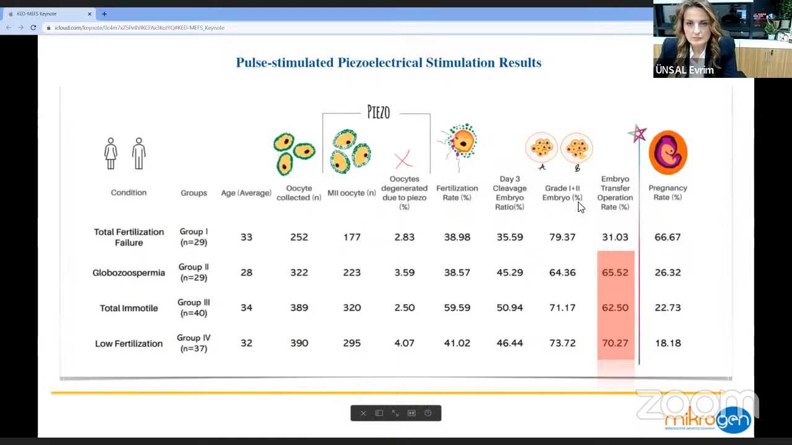Once the data is put all together, we can conclude that high pregnancy can be observed in TFF cases once the fertilization problem is bypassed. In the other three groups, we observed a high embryo transfer operation rate, which is around 65%, but a low pregnancy rate compared to the TFF group. This suggests that other parameters are as crucial as fertilization in these cases, which can limit high pregnancy rates.